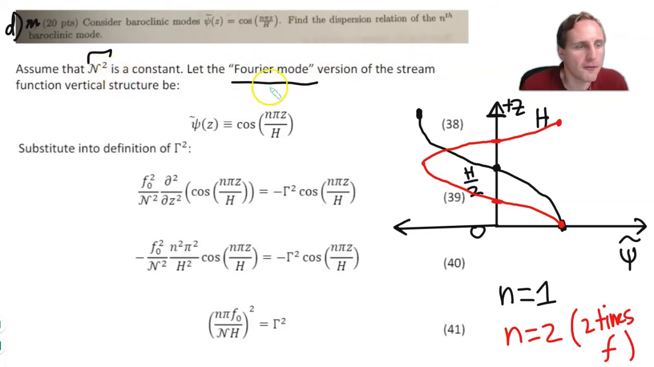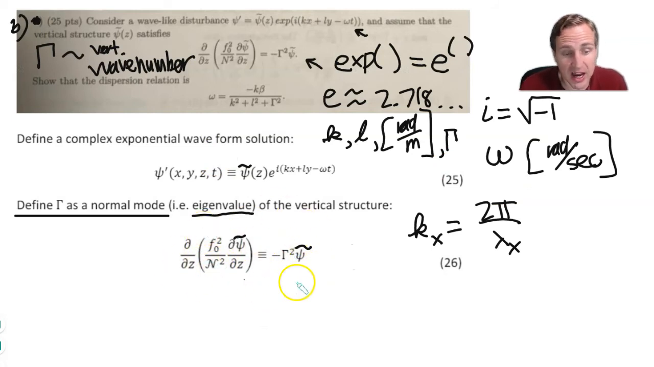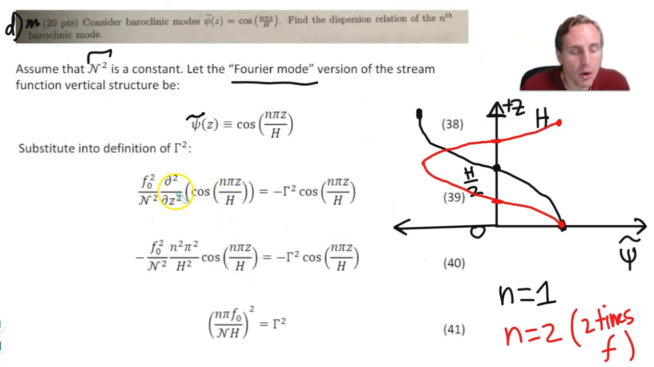So let the Fourier mode version of this stream function vertical structure be psi tilde of z equals cosine n pi z over h. That's equation 38. We want to substitute that into the definition of gamma squared. Remember, gamma squared kind of gives us this, right? This equation 26. So let's do that here. We're going to have, and again, let's just pull these terms out, the f naught squared and the capital N squared, the Brunt-Väisälä frequency, and just do two derivatives of this cosine n pi z over h term.